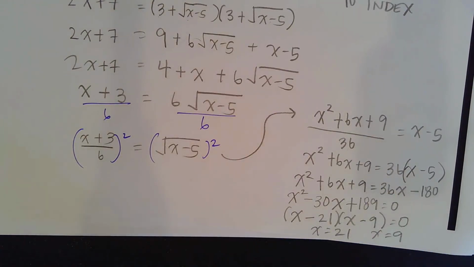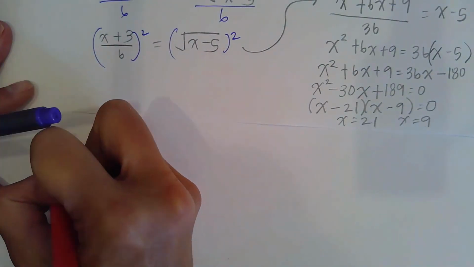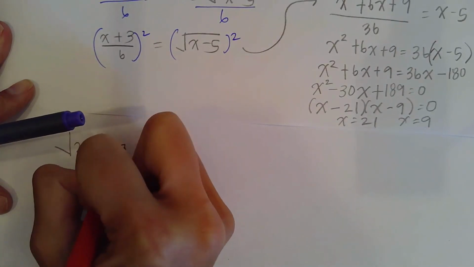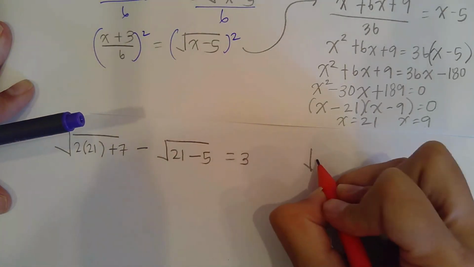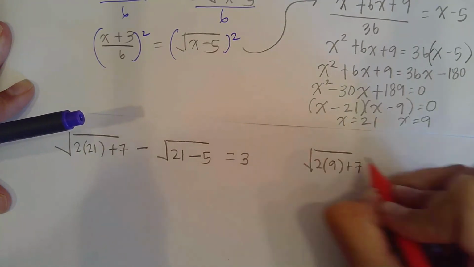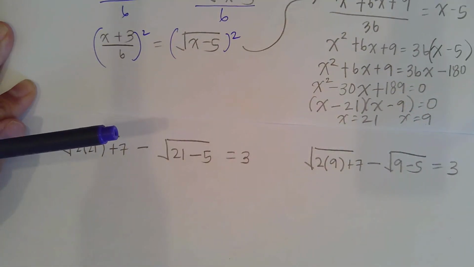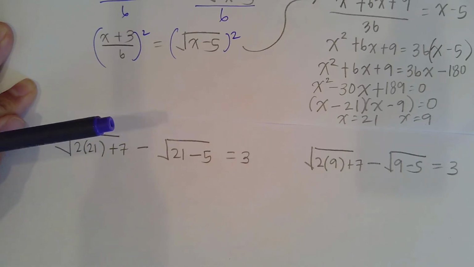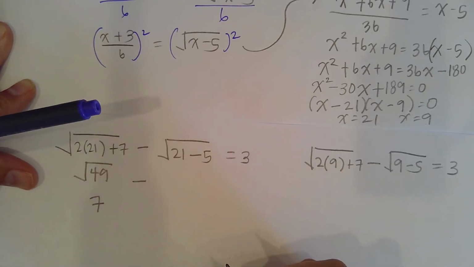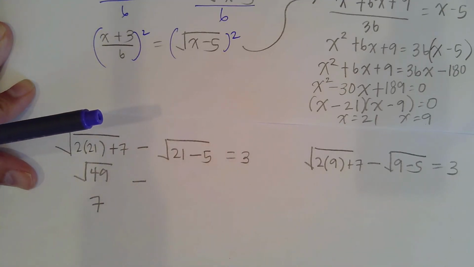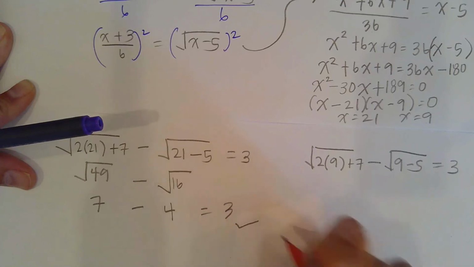Whew, Lordy. So let's check our answers. So let's check 21. So 2 times 21 plus 7 minus 21 minus 5. Does that give you 3? And the other one is 2 times 9 plus 7 minus 9 minus 5. Does that give you 3? Alright, so what's that? 42 plus 7? Is that right? 49. So that's square root of 49, which is 7. 21 minus 5, which is what, 16? Is a 4, and so that is a 3, right?